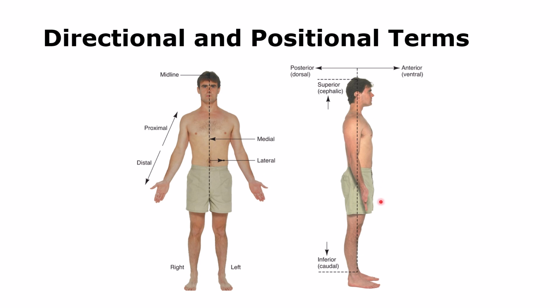This part is called anterior or ventral. That part, the posterior part, is called posterior or dorsal. The upper part is called superior, so cephalic is toward the head, and the lower part is called inferior. Caudal means toward the leg.